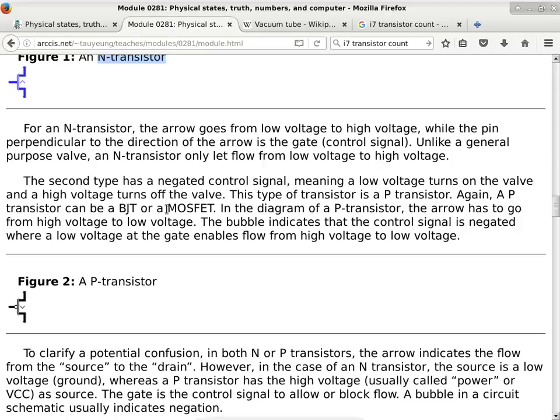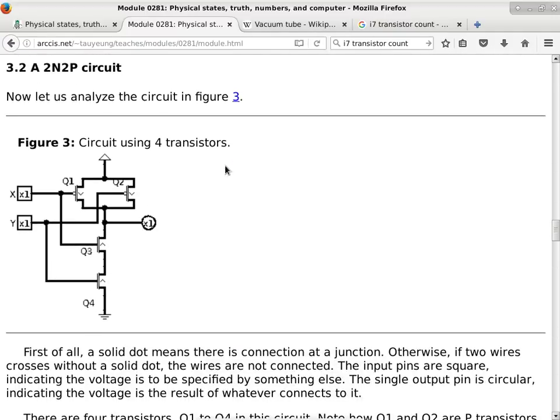Right, so given the basic properties of these transistors, what do you think this is going to do? Well, first of all, let's check it out. Let's check out how it is made up. Okay, we have Q1, Q2.